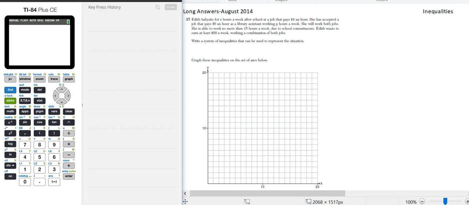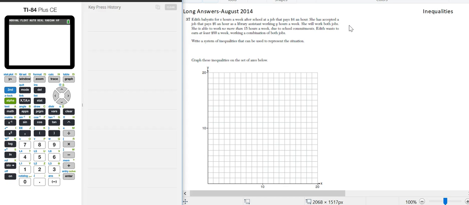This is question number 37 from the August 2014 Algebra 1 Regents. Edith babysits for X hours a week after school at a job that pays $4 an hour. She has accepted a job that pays $8 an hour as a library assistant working Y hours a week. She will work both jobs. She is able to work no more than 15 hours a week due to school commitments. Edith wants to earn at least $80 a week working a combination of both jobs. Write a system of inequalities that can be used to represent the situation and then graph it.